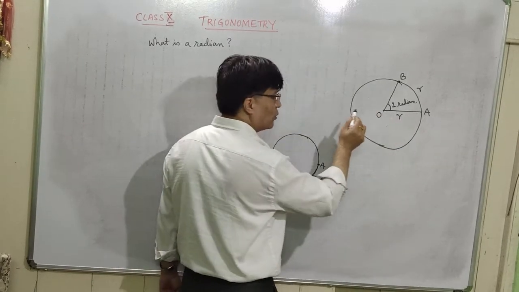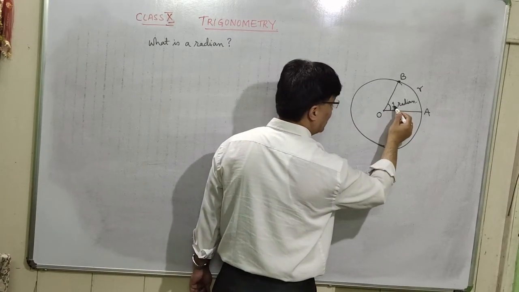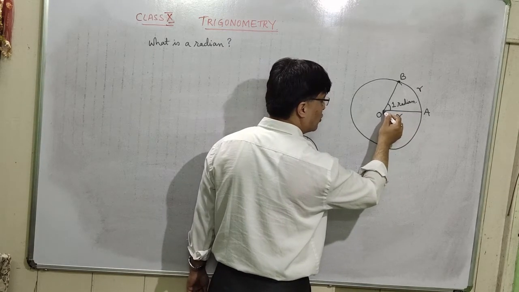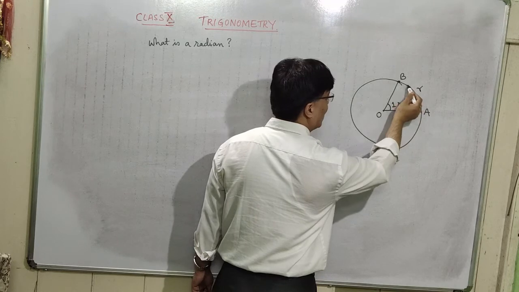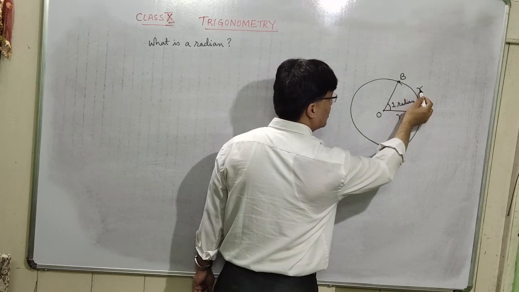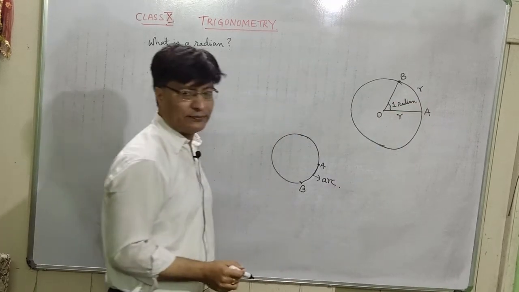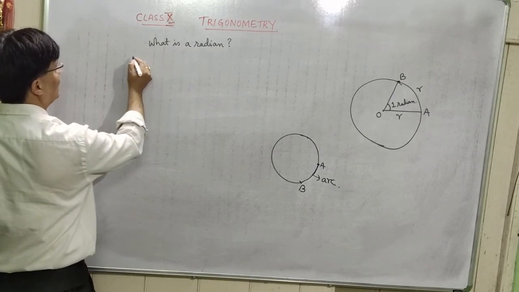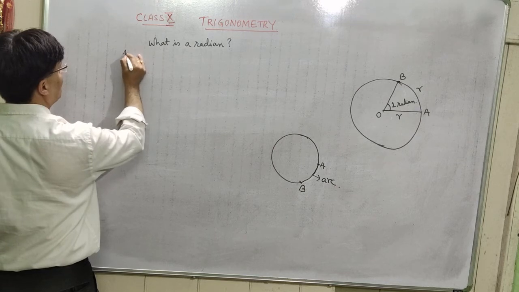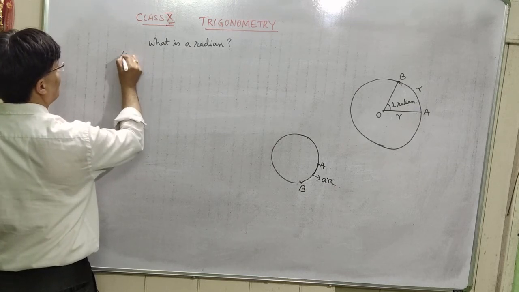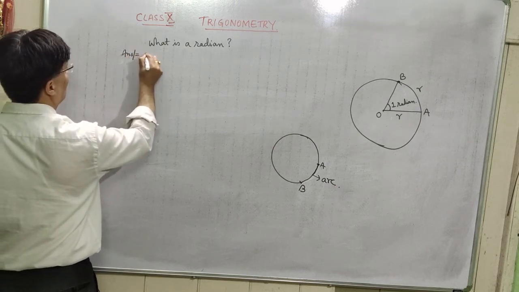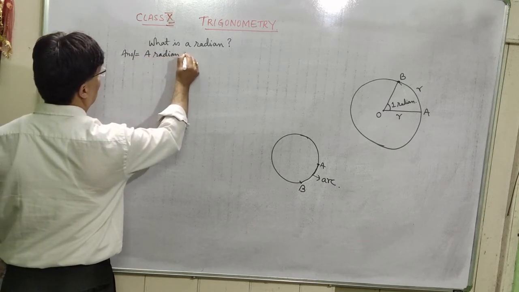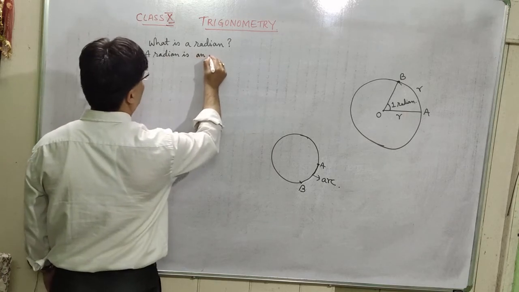So what do you mean by a radian? A radian is a constant angle subtended at the center O of the circle by an arc AB whose length is equal to the radius of the circle. Is that clear? So you can write down the definition. What is a radian? Its answer is: a radian is an angle.